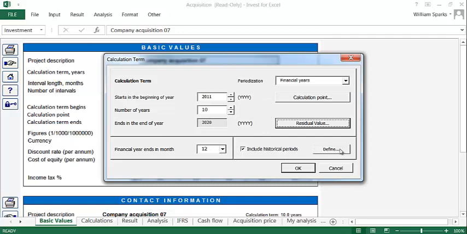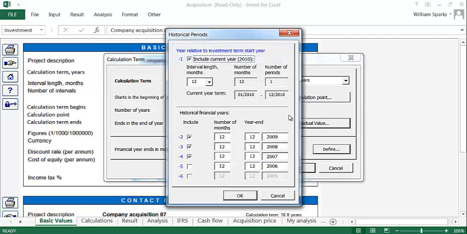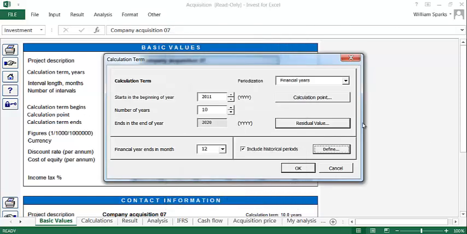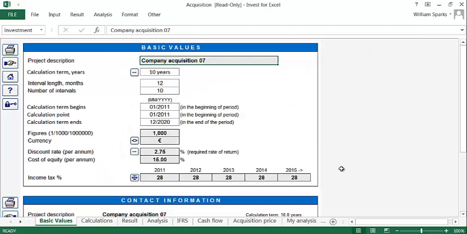And you also see that some historical periods are included. So if you press define there, we see that it's the years 2010, 2009, 2008, 2007, 4 years actually. 2010 is the last one, and 2011 will then be the first forecast year. It's an old calculation. And cancel. I just wanted to show you this.